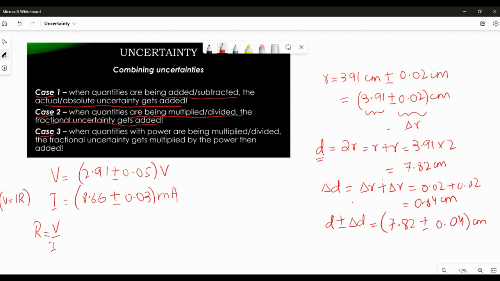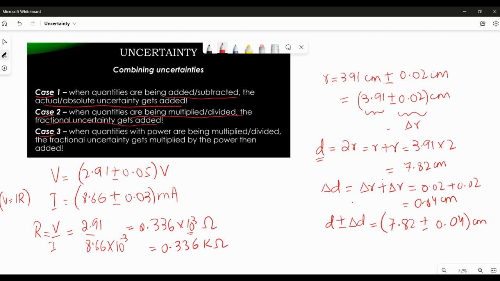If I have to calculate resistance using these values of PD and current, the average value of resistance will become 2.91 divided by 8.66 milliamperes. I will convert, because we know in formulas you must put in the standard units. I converted the milliamperes into amperes. The answer for the average value of resistance that I get is 0.336 into 10 to the power 3 ohms. And since we have a 10 to the power 3, we can rewrite it as 0.336 kilo ohms.